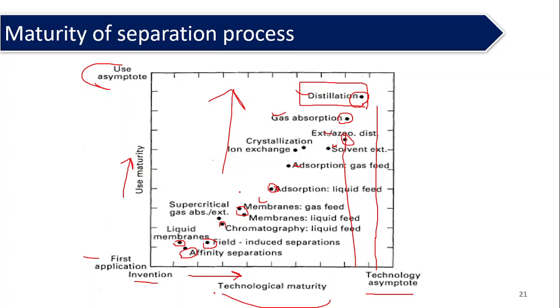So by seeing this diagram, we can conclude that distillation is the most mature separation process, in terms of use and also in terms of technological development. That's why we always start any separation process discussion with distillation. Even in our discussion, we have to first discuss the distillation separator before any other type of separation process. So this is all about the lecture. Thank you very much.